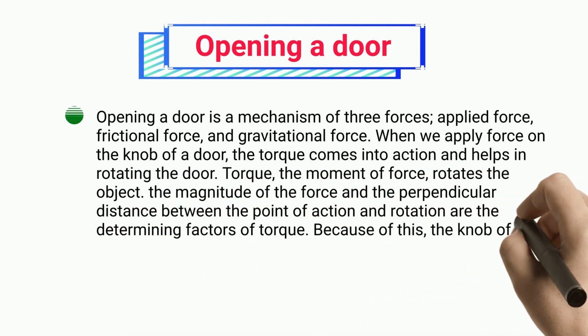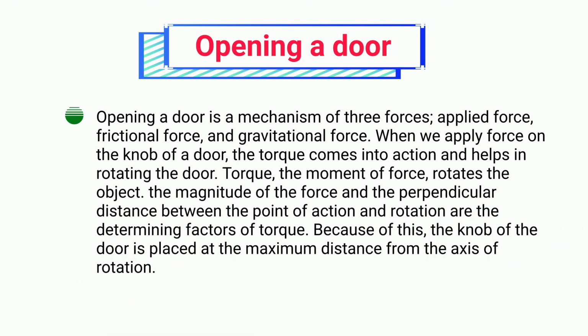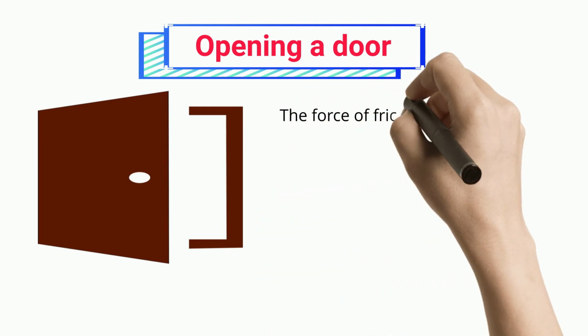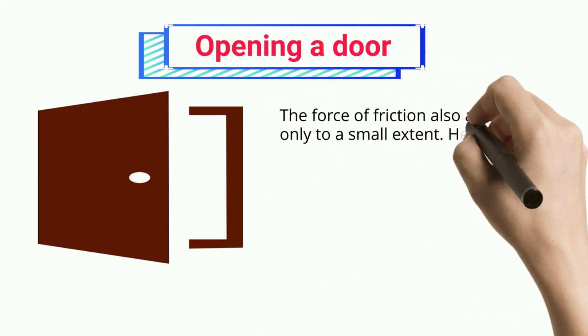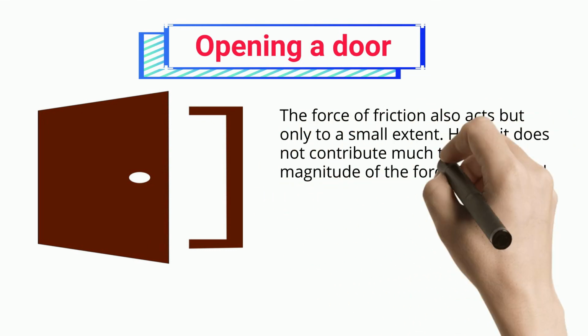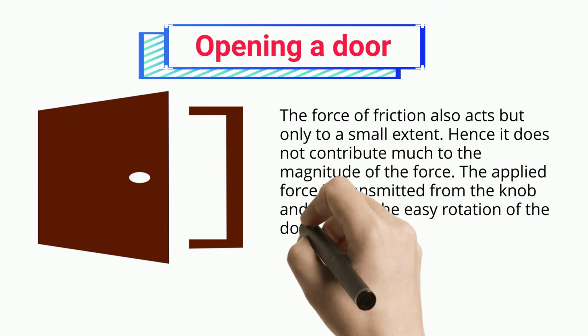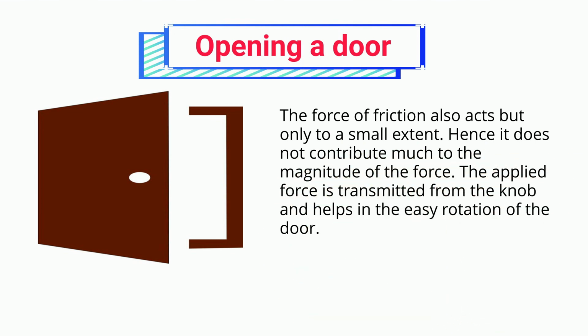The magnitude of the force and the perpendicular distance between the point of action and rotation are the determining factors of torque. Because of this, the knob of the door is placed at the maximum distance from the axis of rotation. The force of friction also acts, but only to a small extent. Hence it does not contribute much to the magnitude of the force. The applied force is transmitted from the knob and helps in the easy rotation of the door.